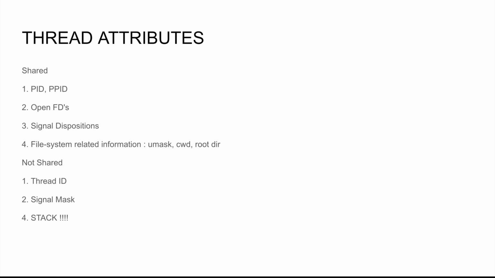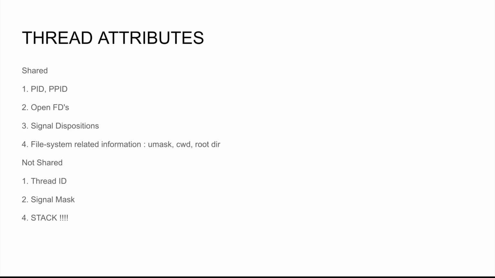Umask is a process related attribute that dictates what all permissions would be turned off when a new process gets created. Whether it would have read, write, or execute permissions is dictated by umask. Everything that is set here in umask would be turned off by default when the new process gets created. All of these four attributes are process level attributes. That is why all the threads will be sharing these four properties.